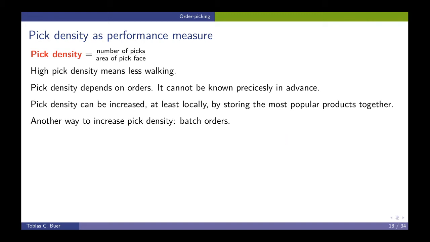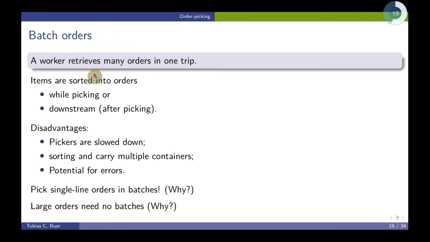Another way to increase the efficiency of picking is batching the orders. Until now, we always assumed that one picker is taking care of all the items of one order. Now, in batch orders, one picker is retrieving the items of different orders in a single trip. So one person is responsible to retrieve in a single trip several items that belong to a number of customer orders.